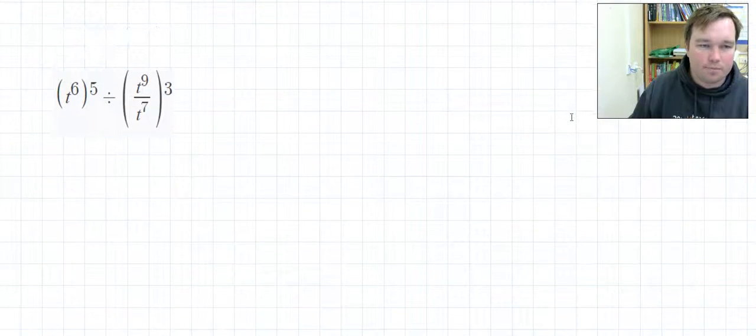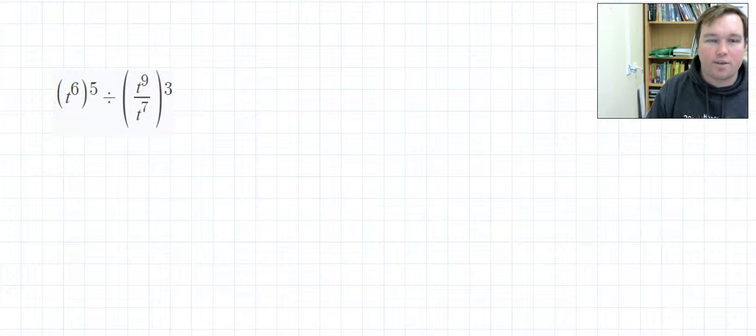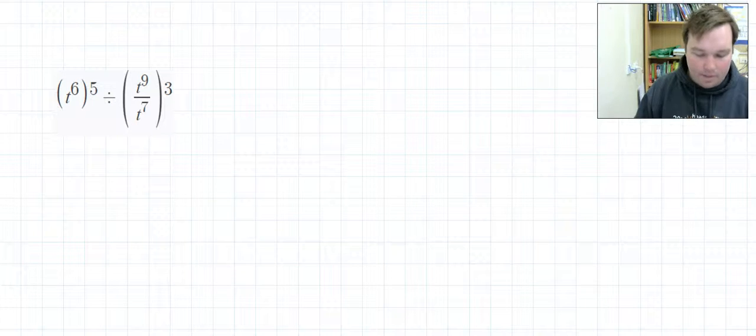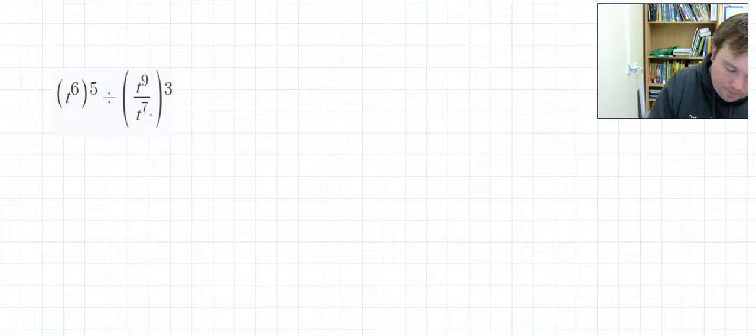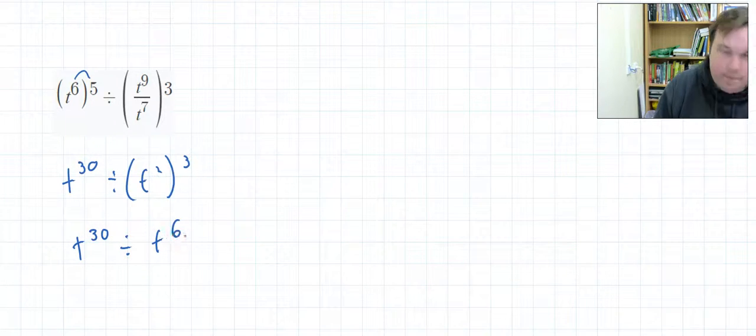Next example. A little more complex. Try to deal with things inside the brackets first if there's a chance of making it simpler that way. So for example here, with t9 over t7, that is really the same as t to the 2. And this here, power raised to another power multiplies, so it's t to the 30. Or t to the 30 divided by t to the 6.